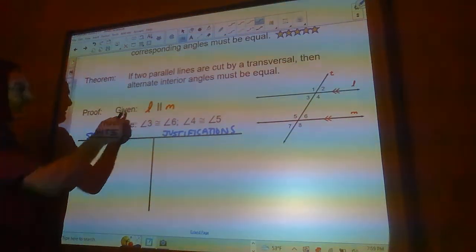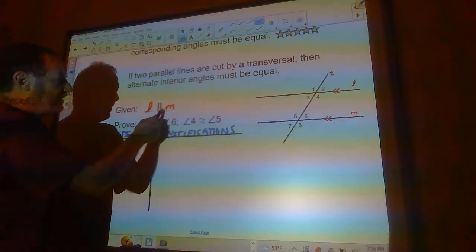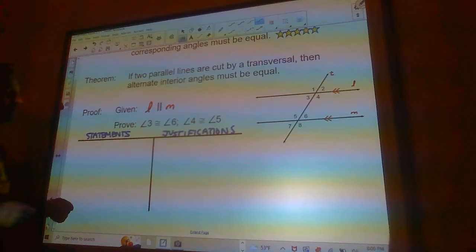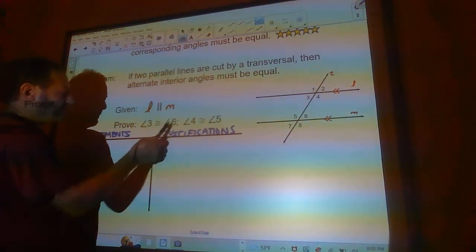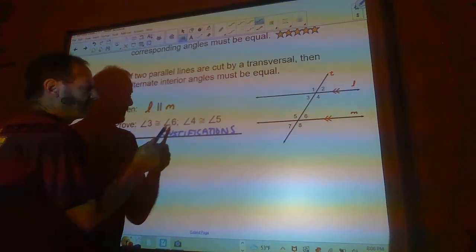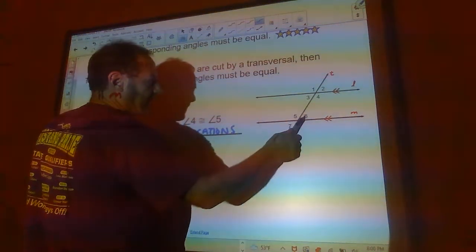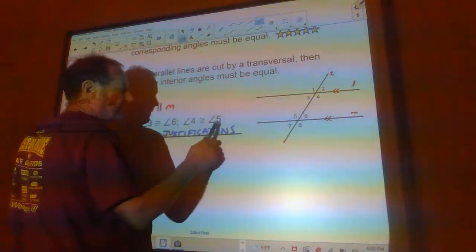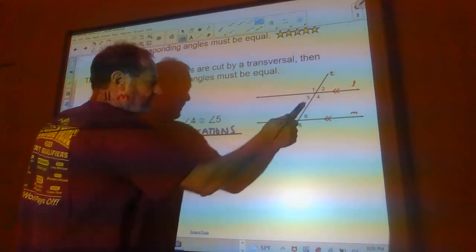Okay, I've got my given at the top here that line L is parallel to line M. And I want to prove, I've got that next, I'm going to prove that angle 3 is equal to angle 6. So I'm going to prove that these two angles are equal. And I'm going to prove that angle 4 is equal to 5.